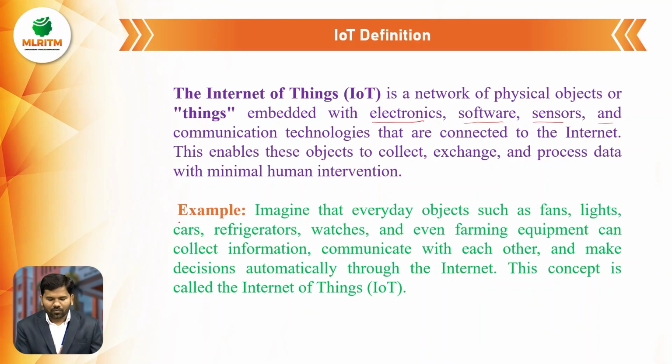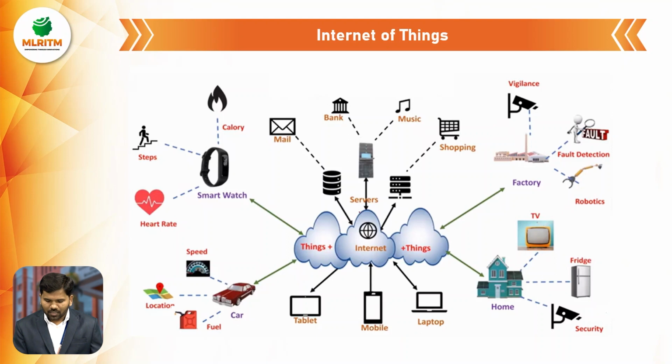For example, imagine everyday objects such as your fan, lights, car, refrigerators, watches, and even farming equipment can collect information, communicate with each other, and make decisions automatically through the internet. This is the concept called the Internet of Things, which means the devices are connected through the internet, so they can share information, communicate with one another, and make decisions intelligently. So this concept is nothing but the Internet of Things. Here, this is the internet.